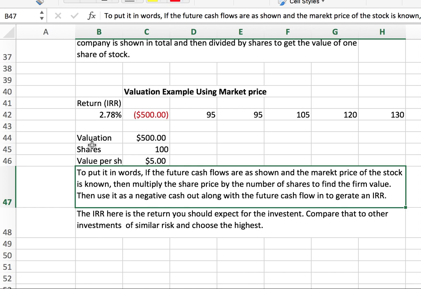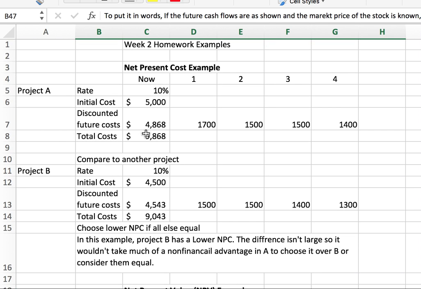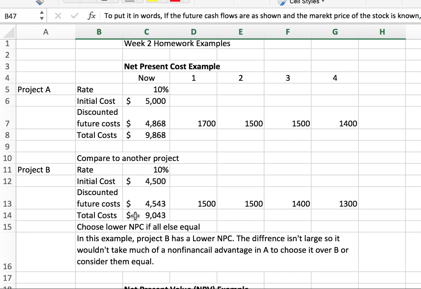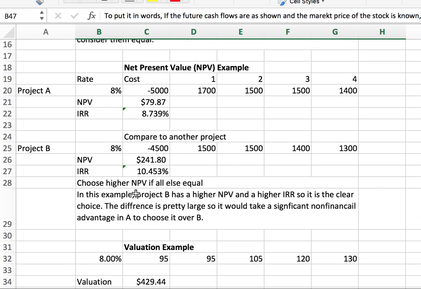The net present value, net present cost calculations are how you get the numbers for a decision. In the first case, the numbers were pretty close, 9,868 versus 9,000. Not really sure if that would be a deciding factor. In the second case, it was 79.87 versus 241. This makes B a very heavy favorite. You'd have to come up with something good to not choose B. It gives you almost a 2% higher return. So B would be a much clearer winner than the first problem.